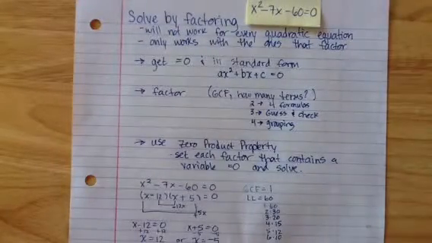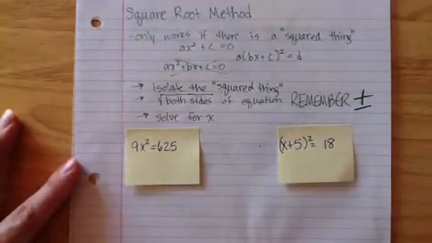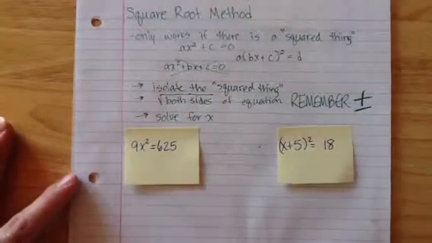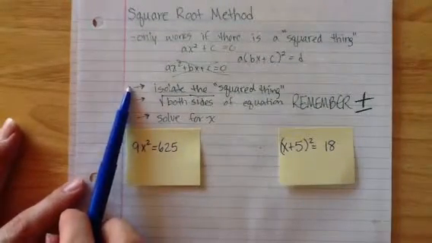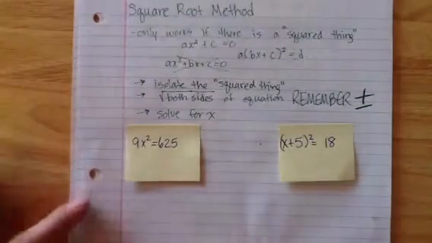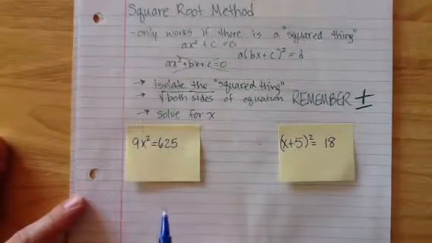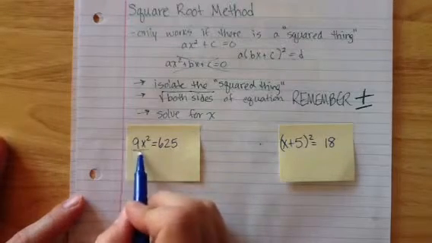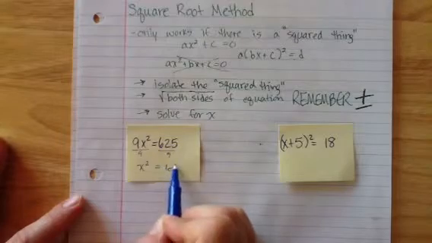The next method that we used was the square root method. We chose 2 problems to solve by the square root method. The first step is to isolate the squared thing. So in our first problem, 9x squared equals 625, we will need to divide by 9, so we get x squared equals 625 over 9.